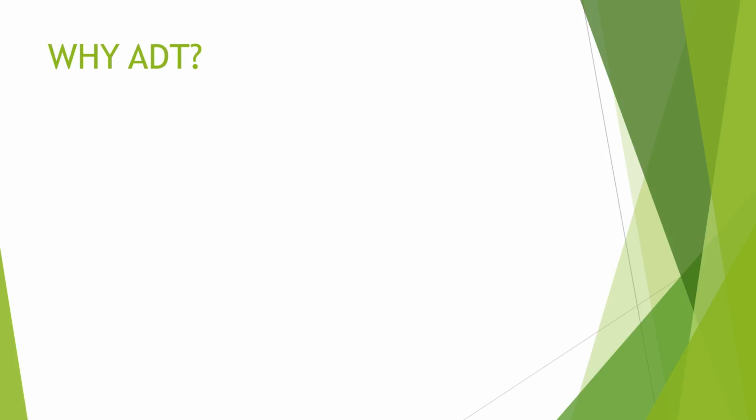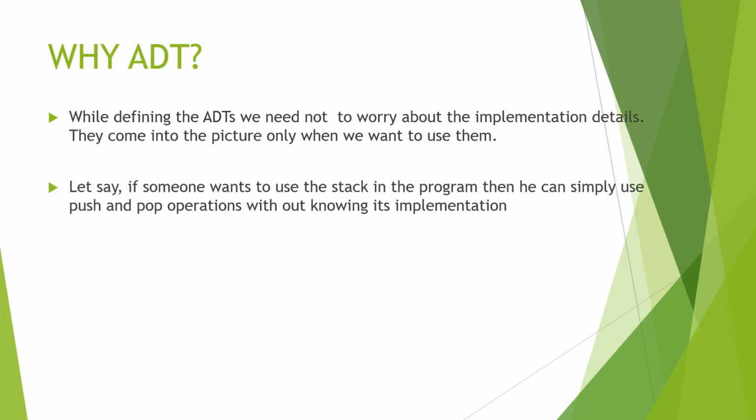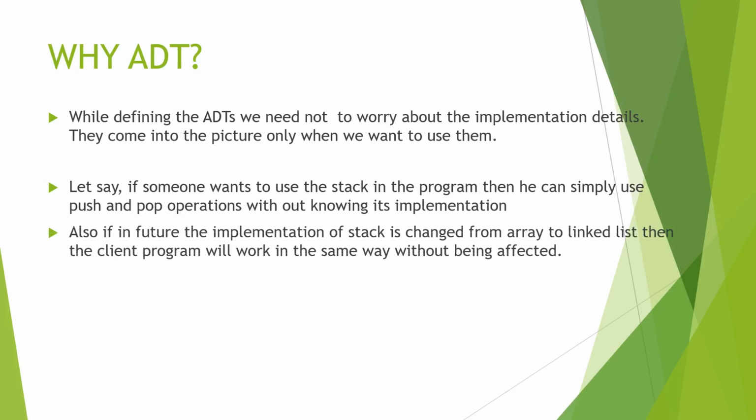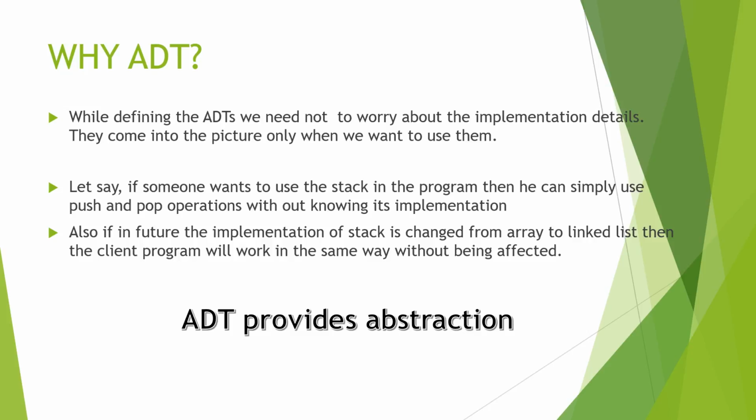Now let's understand why ADT is needed. While defining the ADTs, we need not worry about the implementation details. They come into the picture only when we want to use them. Let's say if someone wants to use the stack in a program, then he can simply use push and pop operations without knowing its implementation. Also, if in future the implementation of the stack is changed from array to linked list, then the client program will work in the same way without being affected. Finally, we can conclude that ADT provides abstraction. That is, we are dealing with the idea of a particular operation without knowing about its implementation.